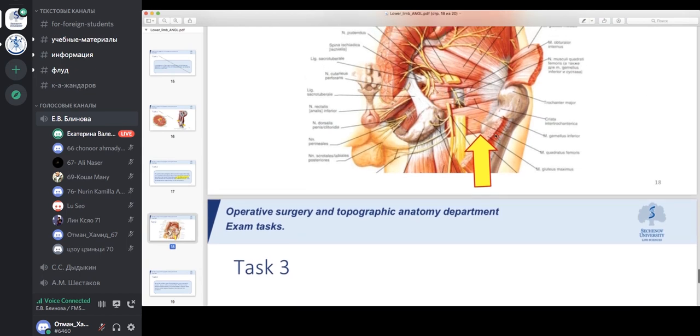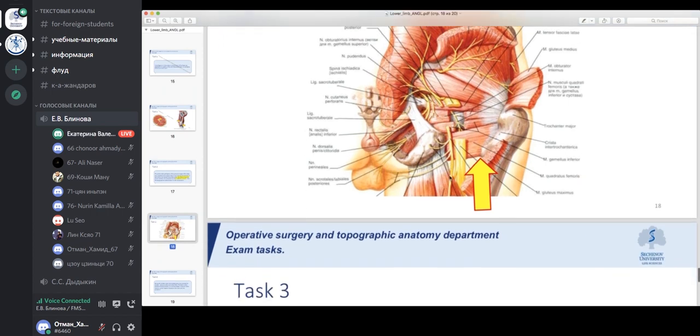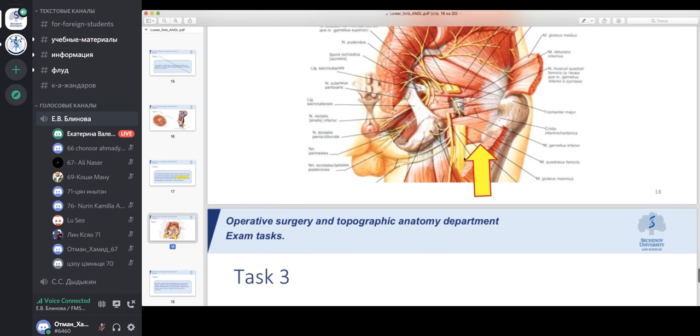Posterior region of the thigh contains the sciatic nerve. Sciatic nerve is a branch of the sacral plexus. Along the sciatic nerve, the infection or pus can spread to the gluteal region, in the subgluteal space, which is located under the gluteus maximus and gluteus medius muscle. And also along the artery, the pus can spread to the medial compartment of the thigh.